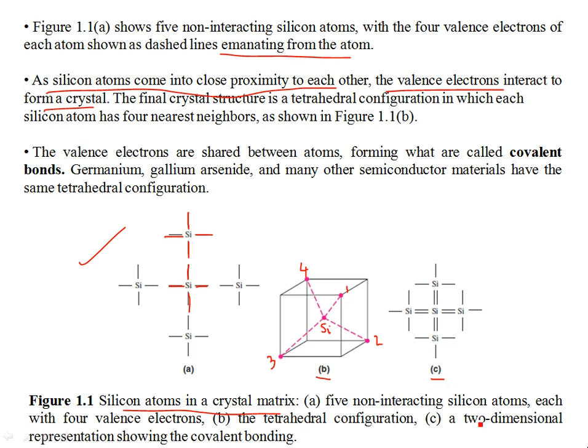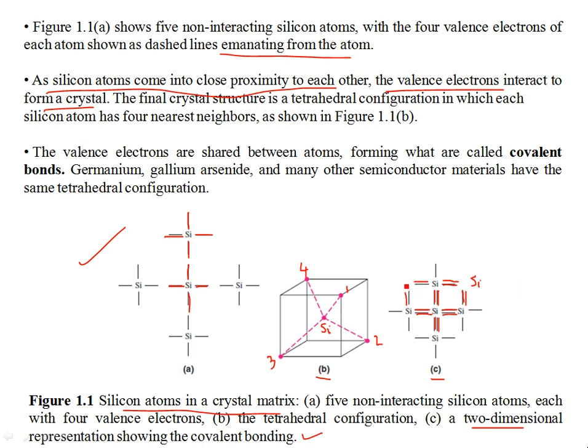Figure C is a 2-dimensional representation showing the covalent bonding. You see there are 2 lines, which means the electrons have been shared. For example, this center silicon atom has a stable octet structure. It has achieved 8 electrons in its outermost shell. And the silicon atoms on the outer edges still have valence electrons that are not shared. So other silicon atoms can come in and start sharing with the neighboring silicon atoms.